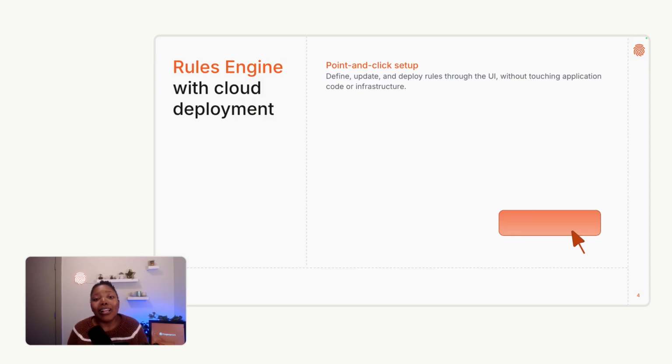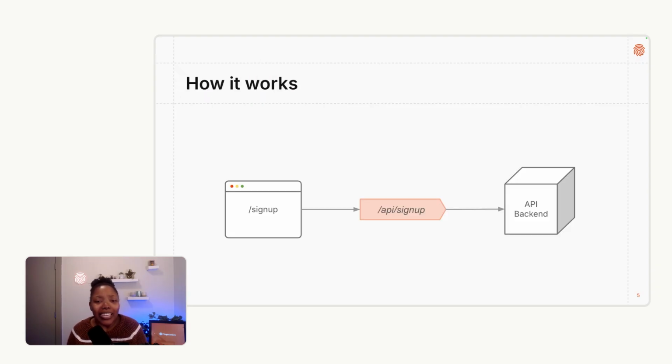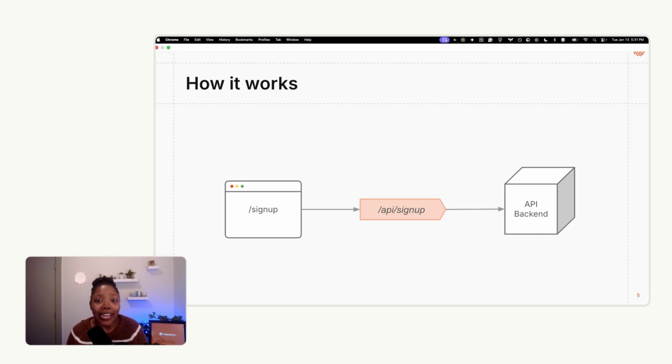In a moment, I'll show you how to protect a sign-up page without ever touching the app's code or making a pull request. But first, let's talk about how it works. Normally, if you think about a sign-up page, a user enters their information and clicks sign up, and a request is sent to some API endpoint. Let's say it's /api/signup. Then that gets sent to your backend where a new user is created.